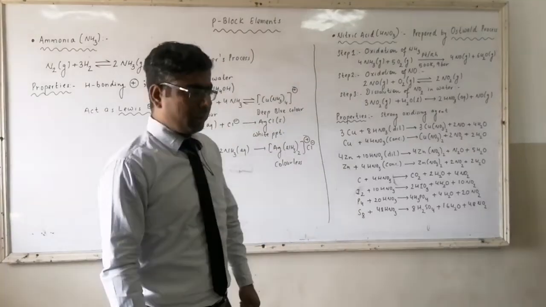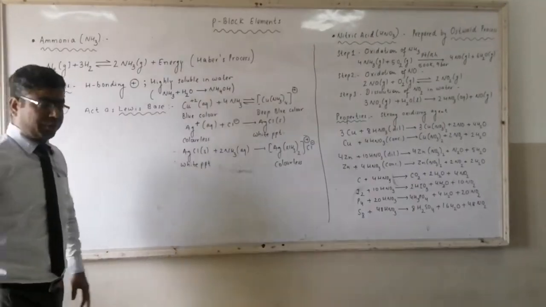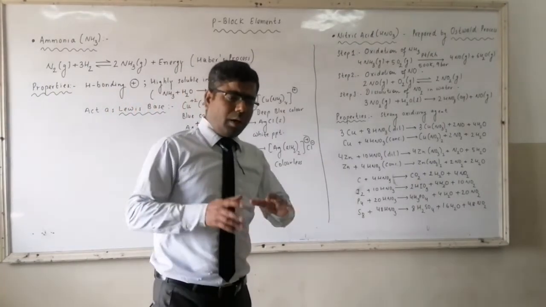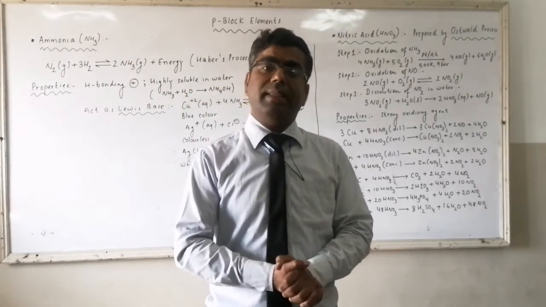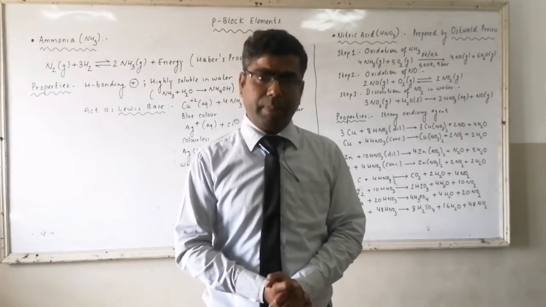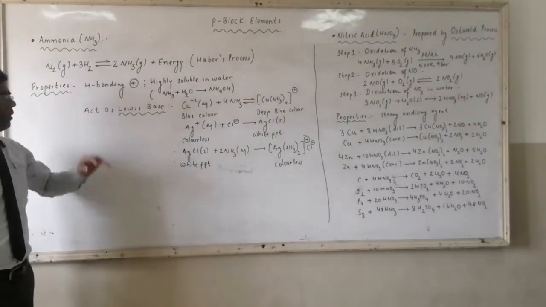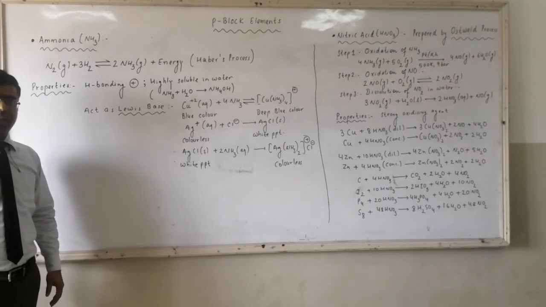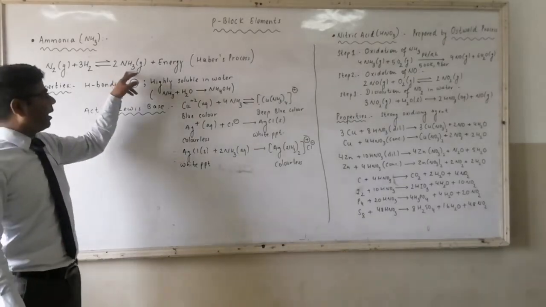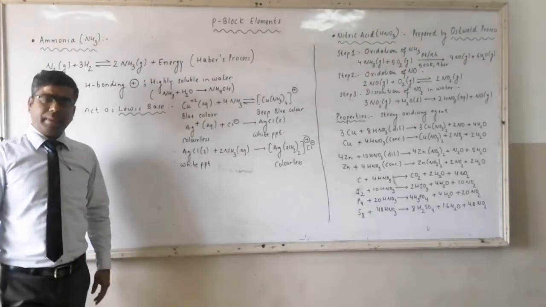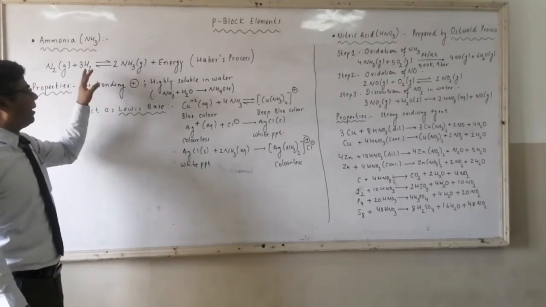Now, the next one is your very important inorganic compound, that is ammonia, which is called NH3. On an industrial scale, ammonia is prepared by Haber's process, where N2 is made to react with 3H2 gas under suitable conditions and catalyst to form ammonia with the release of energy. The reaction is in equilibrium with the product and reactant side.